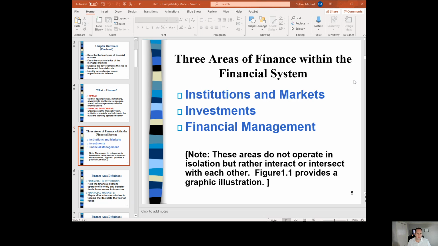Next, the 3 areas of finance within the financial system. So institutions and markets, investments, and also financial management. Note these areas do not operate in isolation, but they are integrated and intersect with one another.